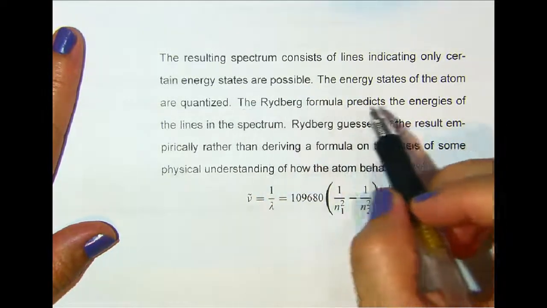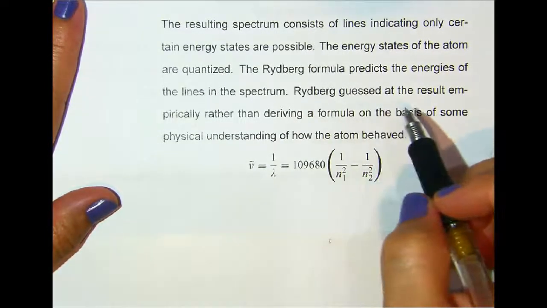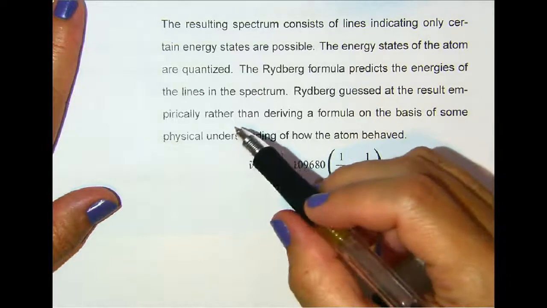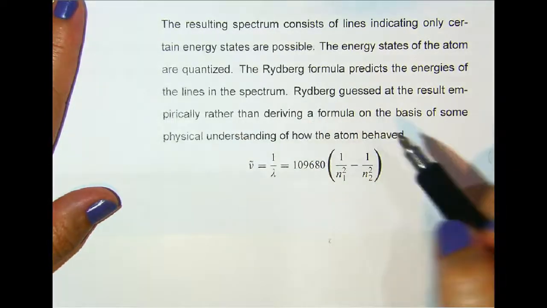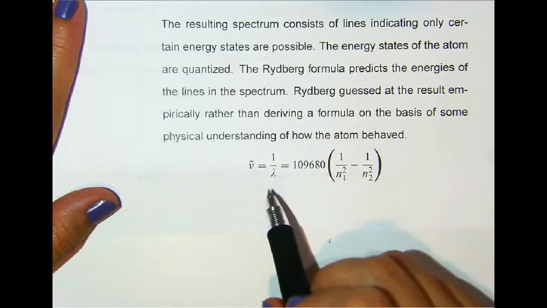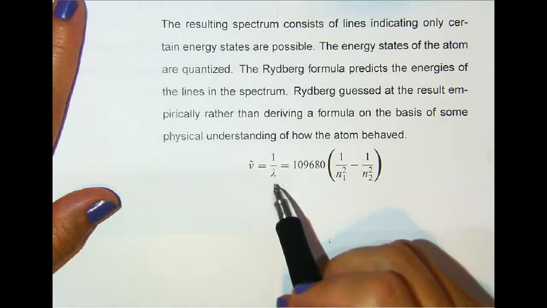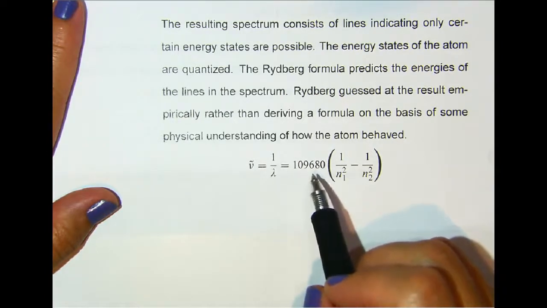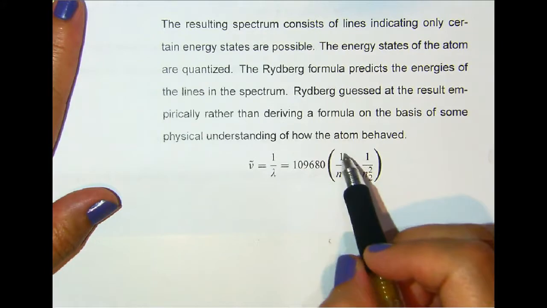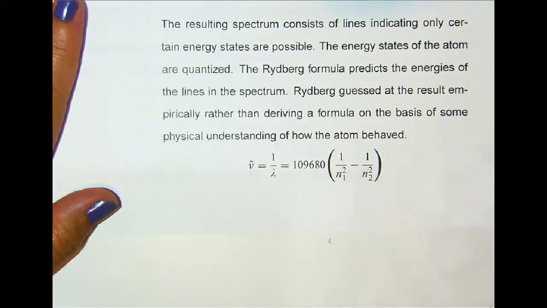The Rydberg formula predicts the energies of the lines in the spectrum. Rydberg guessed at the result empirically rather than deriving a formula on the basis of some physical understanding of how the atom behaved. So here's the Rydberg formula. The frequency, or 1 over the wavelength, is equal to the Rydberg constant times 1 over the first energy level minus 1 over the second energy level.